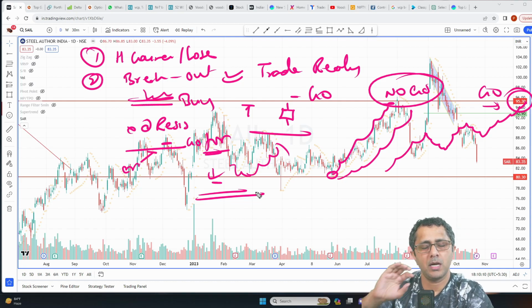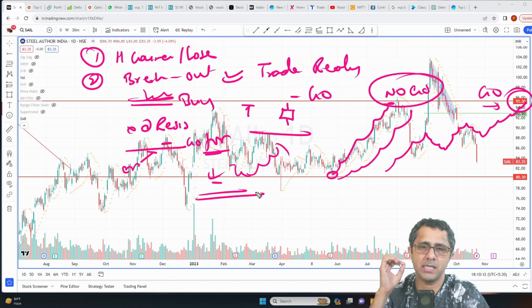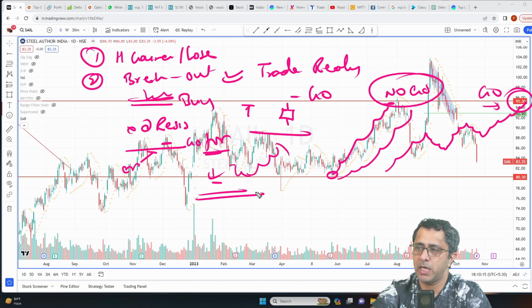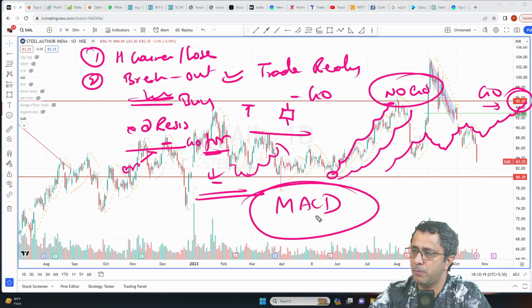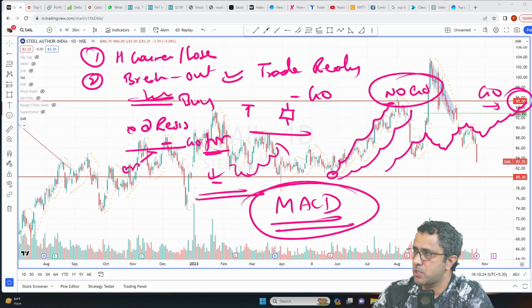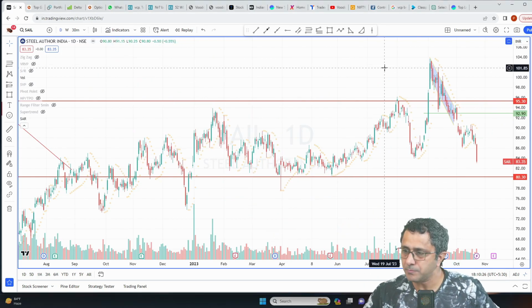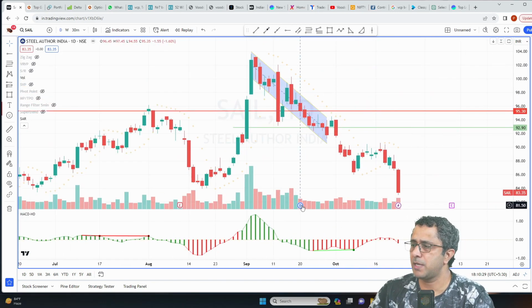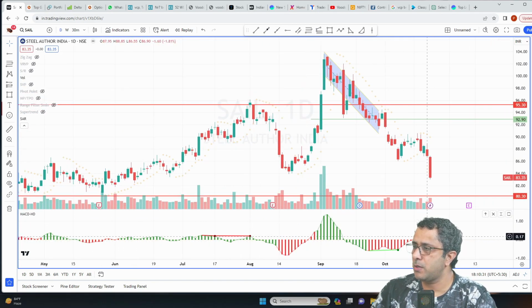And this process does not require a single indicator. If you want, you can use MACD. If you are using MACD, you will get more benefit in that. Let me just check MACD. If you see MACD, this stock is ready for breakout. I would say ready for sell.